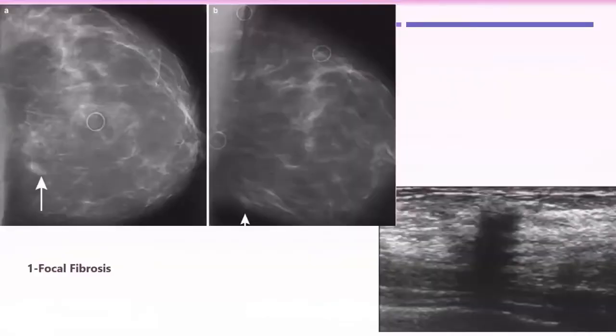Here is an example of focal fibrosis, and this can present with a wide spectrum, either a circumscribed mass, or even a high-density mass with irregular border, microlobulated, indistinct, or even spiculated, and usually heavily shadowing indistinct lesions on ultrasound. Findings are suspicious.